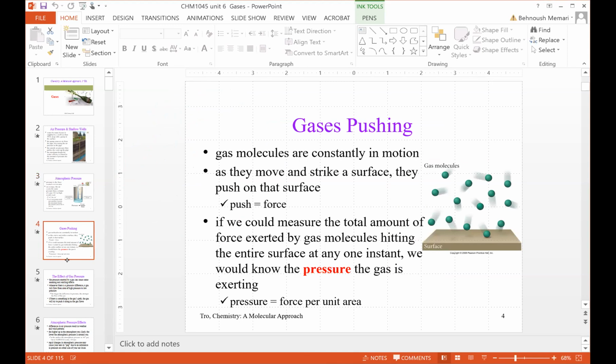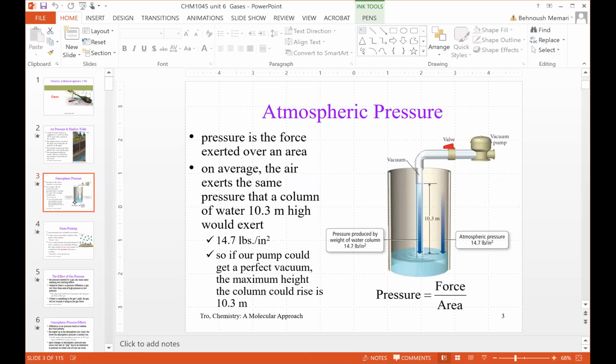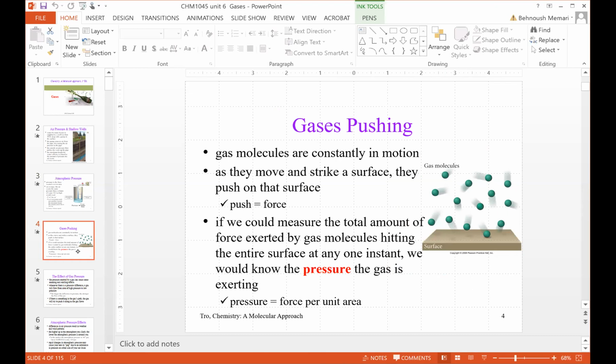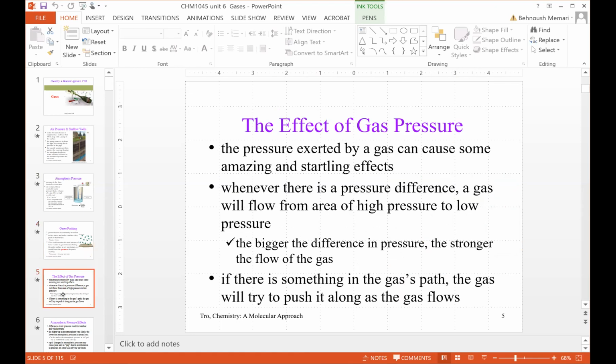The pressure is basically a force that is coming from the gas, as the gas molecules are in constant motion. When they hit the wall, they hit the surface, they cause pressure. Pressure, by definition, is force over area. So the force is coming from gas molecules that are hitting the wall of the container, hitting the surface, and the area is the surface. So pressure of the gas basically is the force that is applied per unit area.